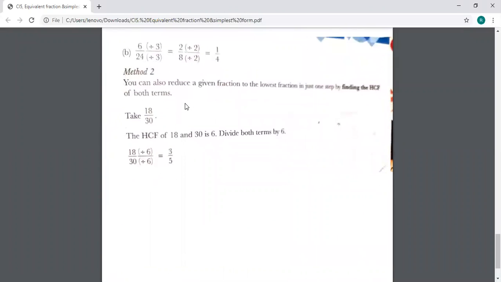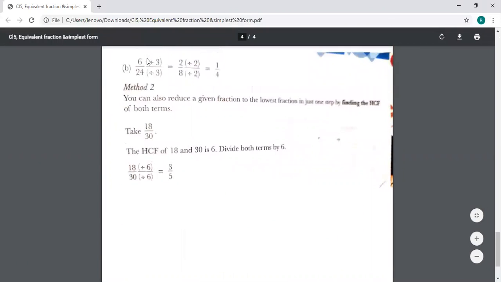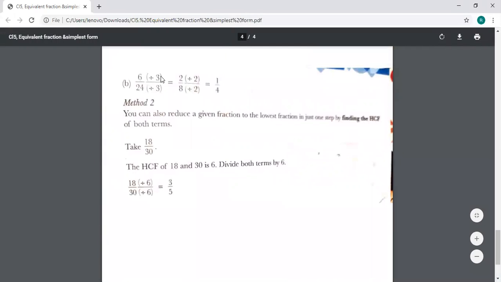Next, you have 6 by 24. First you divide by 3. You can take any number. You can take 2 also, 3 also, 6 also, isn't it? So let's take 3 because 3 is a common factor for 6 and 24. So when I divide both numerator and denominator by 3, I get 2 by 8. Because for the simplest form, how do you find the equivalent fraction? By dividing. You keep on dividing.